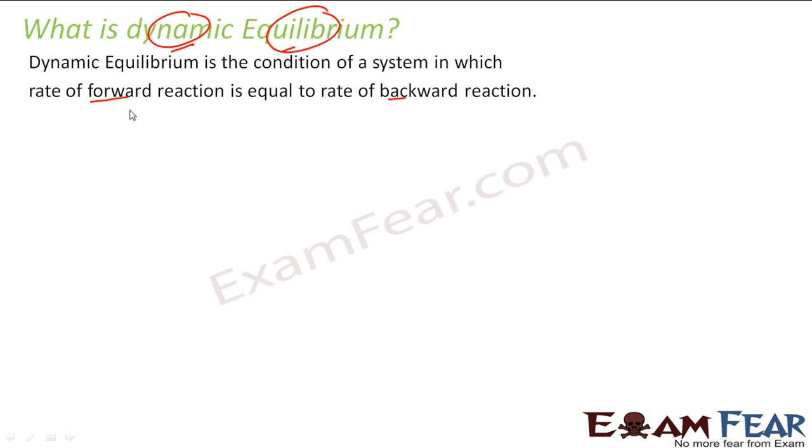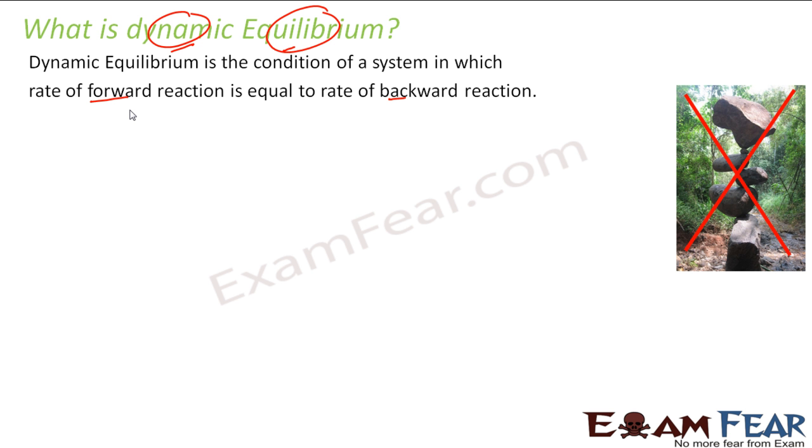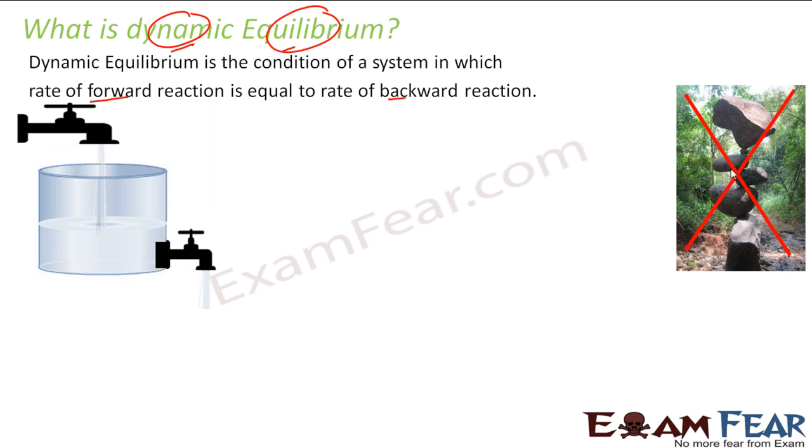I'll take some examples because the concept has to be clear. The rock example I took is not a dynamic equilibrium. It is equilibrium, but it's not dynamic because everything is constant and nothing is changing. But we'll take you through another example. In this case, there are two taps. From one tap, you are putting in some water, and the other tap is taking out some water. But if you see, the volume of water stays the same. That is constant, but it is dynamic in nature.